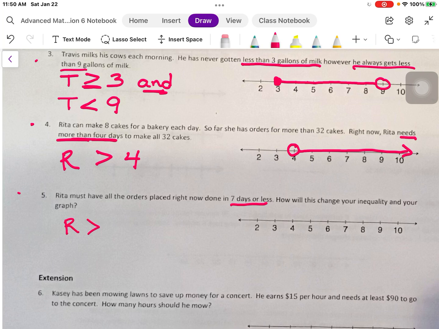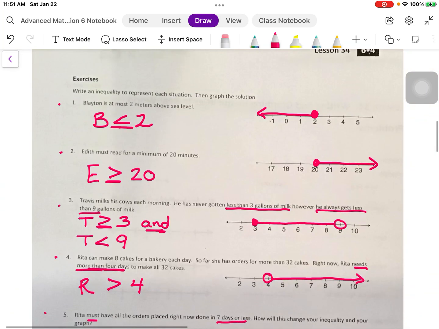All right, we already know that Rita needs more than 4 days, but we also know that Rita has to get them done in 7 days or less. So it has to be less than 7, or it could be 7. So now we not only have our open circle at 4, we also have a closed circle at 7, and this way has to be greater and this way has to be less, so our graph looks like that.